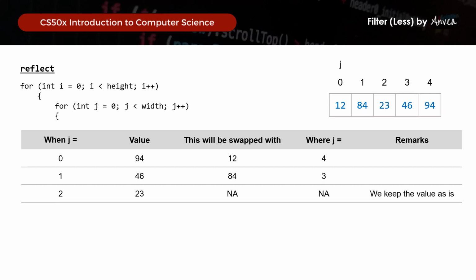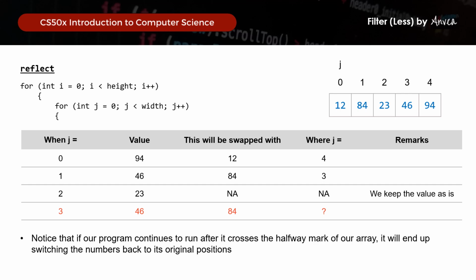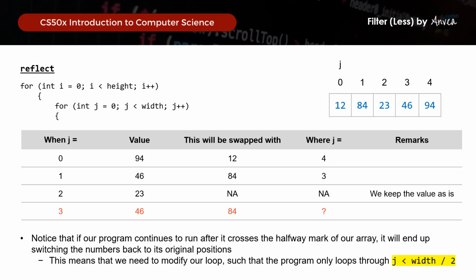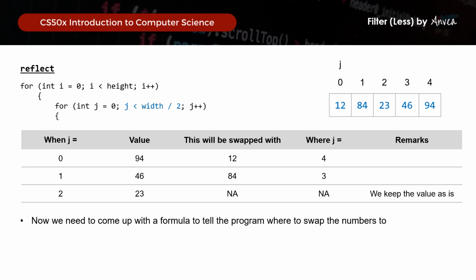Then as the program continues, where j equals 3 and the value is 46, you can see that if we swap, we actually end up swapping with 84, which would mean that you are back to your original array. So notice that if your program continues to run after it crosses the halfway mark of our array, it will end up switching the numbers back to their original positions. So this means that your program should only run up to the halfway mark of this array. So we need to modify our loop such that the program only loops through j less than width divided by 2. So it will stop at the halfway mark.